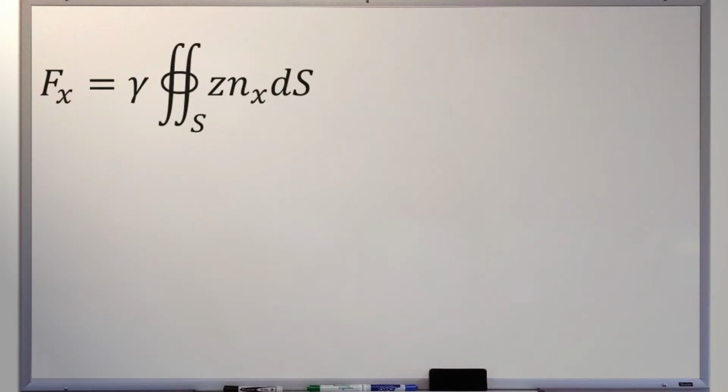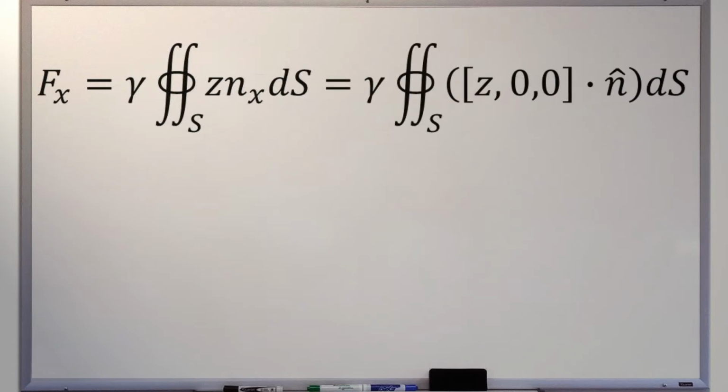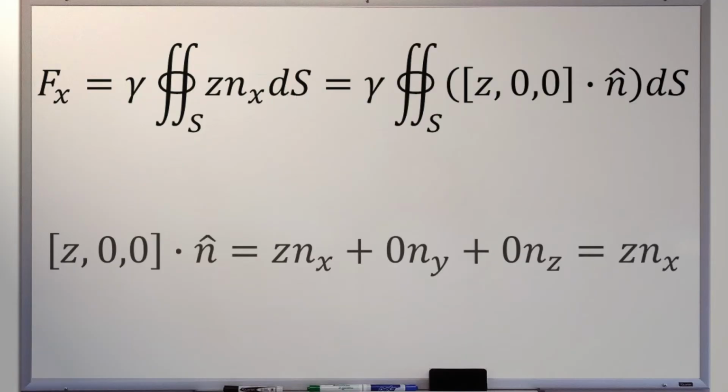Okay, first let's calculate the force component in the x direction, which, as we've discussed just now, we think is going to be 0. Alright, let's write it out. So we've got gamma times the surface integral of z times the x component of the normal vector integrated over the whole surface. Now here we're going to do a fancy little math trick and say, well, z times the x component of the normal vector is the same thing as (z, 0, 0) dot product the normal vector. Because think about it, that first term in the z00 vector gets multiplied by the x component of the normal vector, and then the y and z components of the normal vector get multiplied by 0 and 0, so what we're left with is z times n sub x.